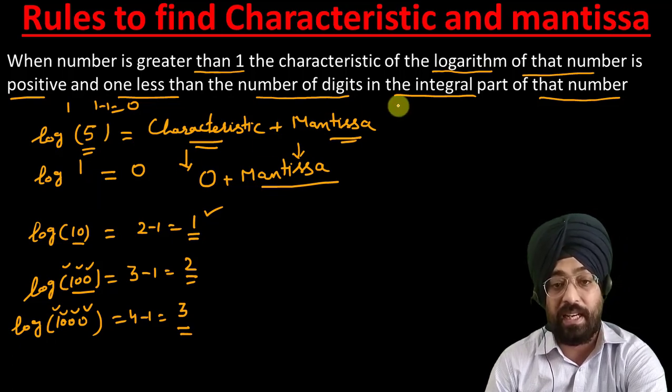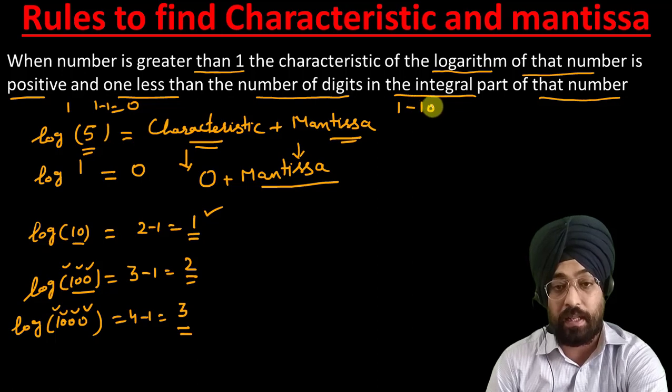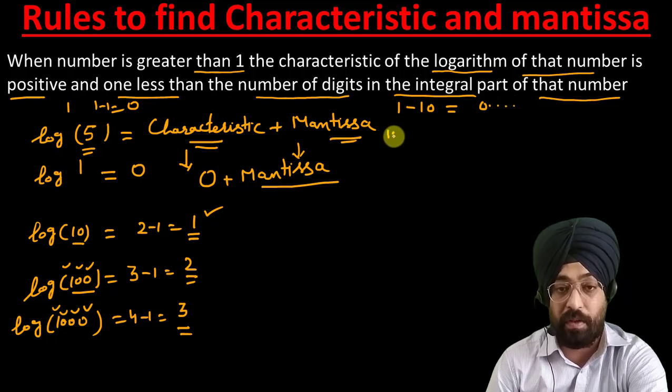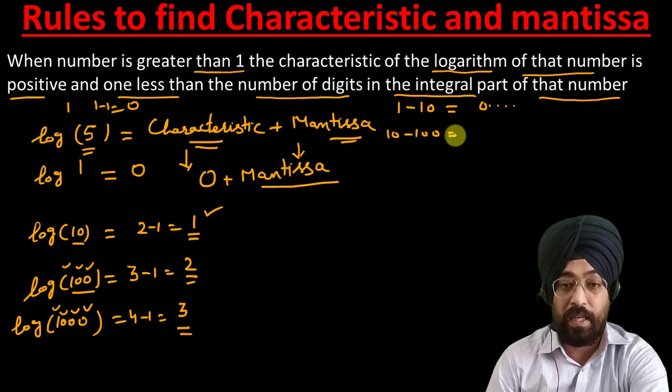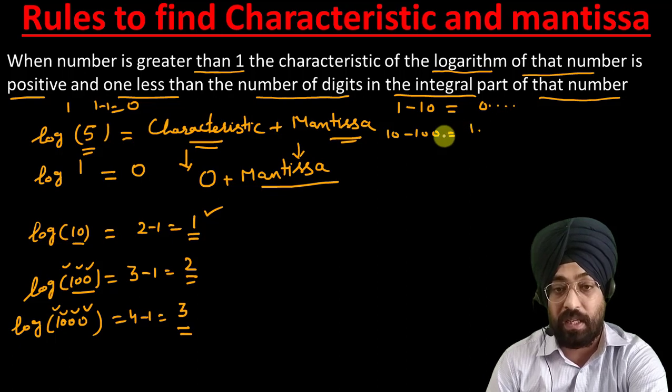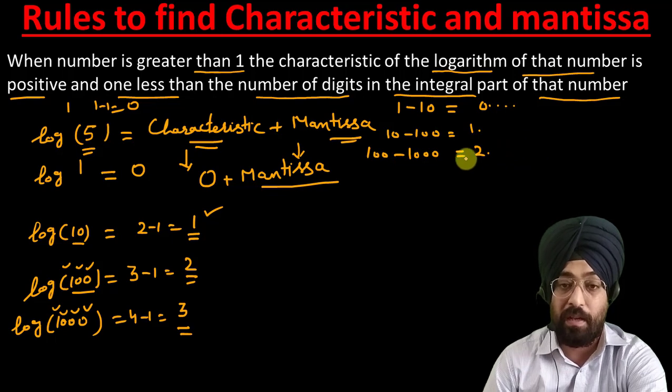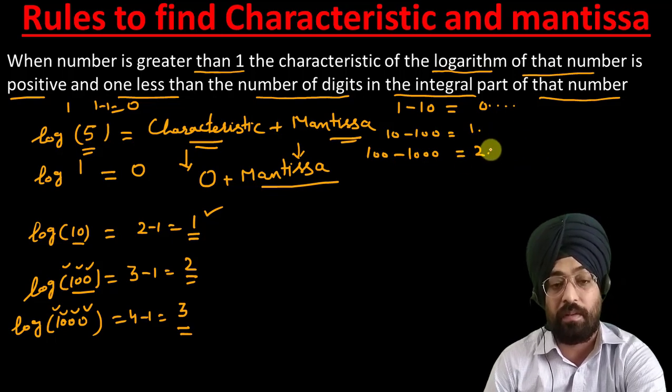If we have any number between 1 to 10, then its log will be 0 point something. This point something will come from the mantissa. If we have a number from 10 to 100, its value will be 1 point something. If we have a number from 100 to 1000 and we have to find its log, the value will be 2 point something. This point something will come from the mantissa of that number. So this you can remember.